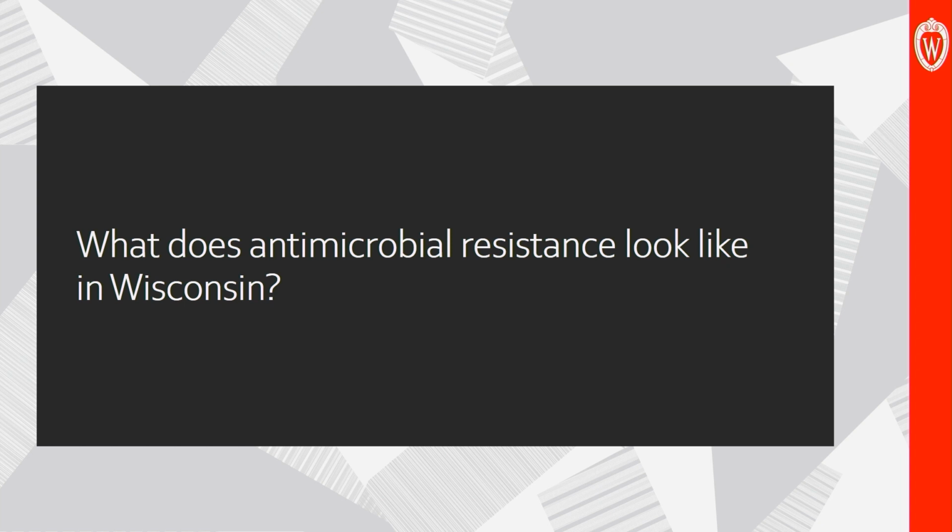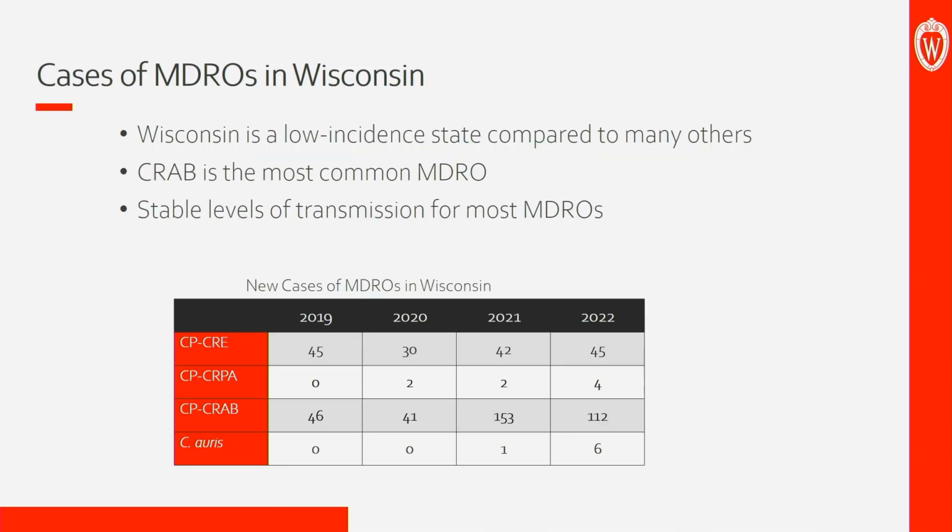And so you may be wondering, I've mentioned that we're doing testing all over the region. What does antimicrobial resistance look like in Wisconsin? So fortunately for all of us, Wisconsin is a relatively low incidence state for these organisms. Our most common MDRO is CRAB, an Acinetobacter. And we see seemingly stable levels of transmission for most of these MDROs.